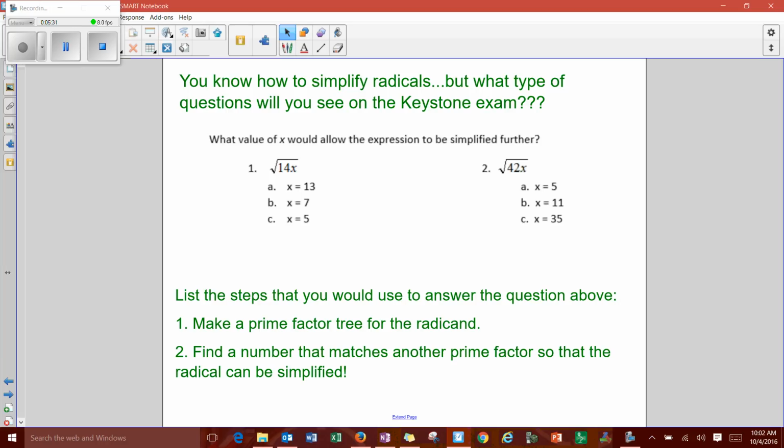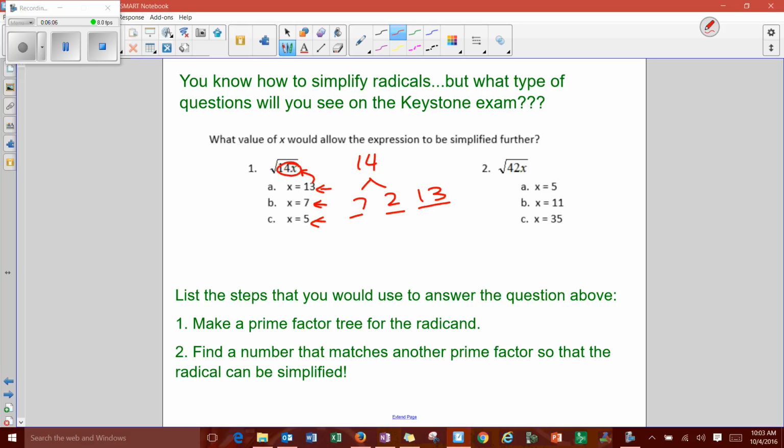So step 1, make a prime factor tree for the radicand. Here, 14x. All right, so I'm going to look at this 14. 14 can be factored into 7 and 2, and that's it, right? Step 2 is to find a number that matches another prime factor so that the radical can be simplified. Well, if I look at my 3 choices, 13, 7, and 5, if I had a 13 in for x, that would be my 3rd prime factor.